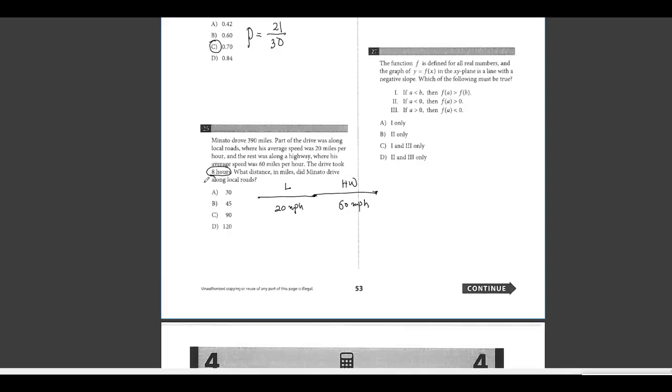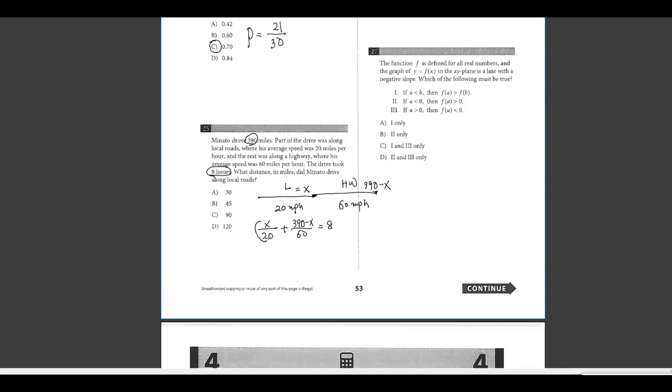Maybe you can try this way. Let local distance be x. Altogether is 390 miles, so the rest of it is 390 minus x. Maybe you can try this one first: x over 20 plus 390 minus x over 60. That is the total time, so it equals 8 hours.